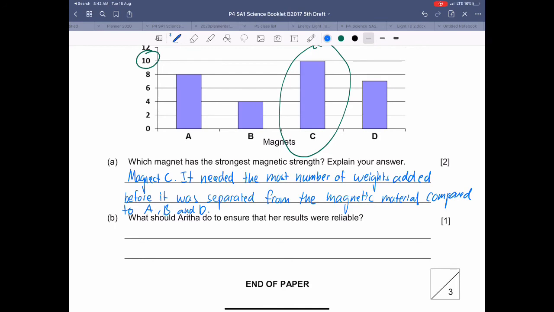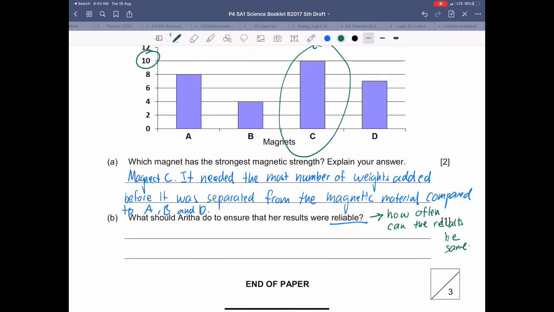What should Aretha do to ensure her results were reliable? Now, reliability has to do with how many times you can repeat the experiment and get the same answer. So when you talk about reliability, it means how often the results can be the same. It's not about being fair, it's about being the same.